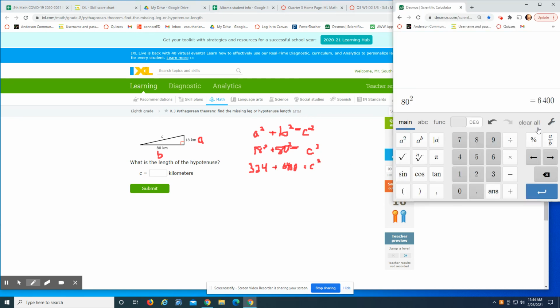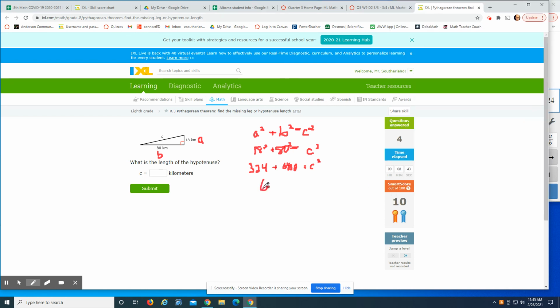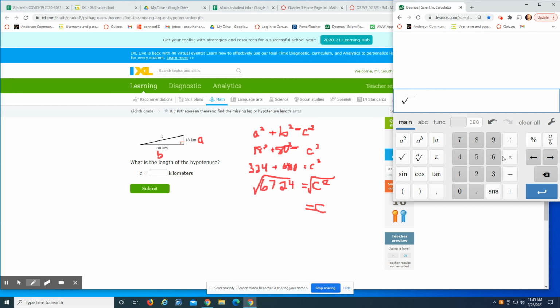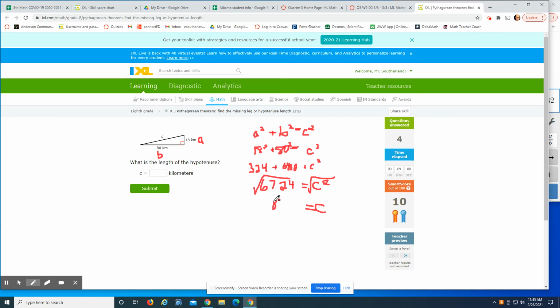Add those together. 324 plus 6,400 is 6,724. Still equal to C squared. Then we're going to find the square root of both sides. I know the square root of C squared is simply C. And then I would type in square root 6724 on my calculator, and I would find it's equal to 82.